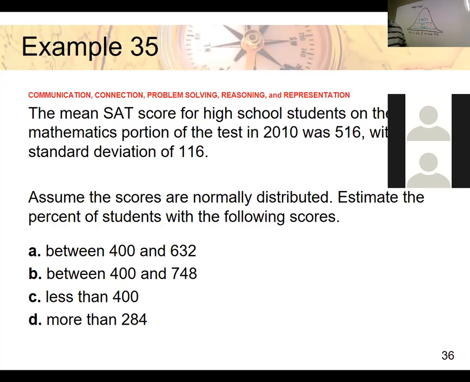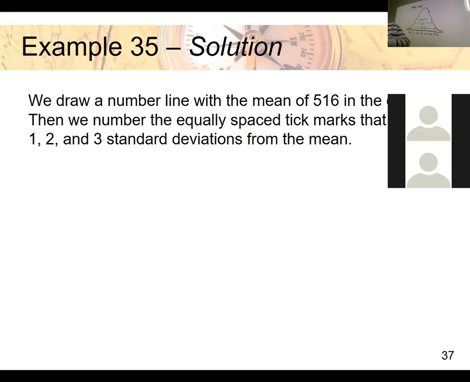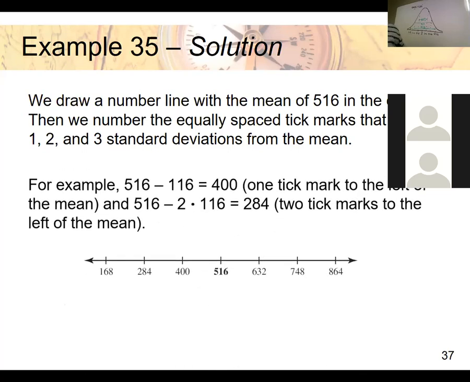Okay, so here is how they do this. A number line is drawn with a mean of 516 in the center, and then the equally spaced tick marks are numbered 1, 2, and 3 standard deviations from the mean. And here it is, as you can see.